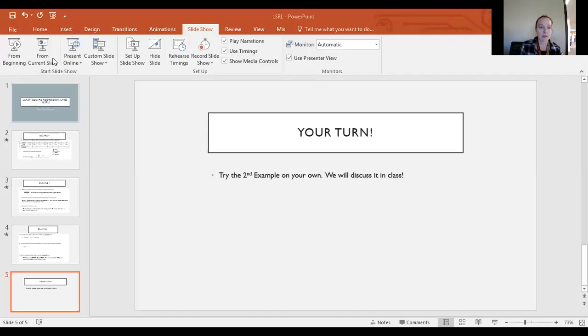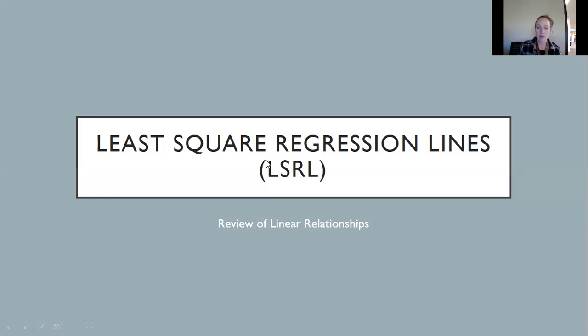Hi, Algebra 3 students. You will be working on the last of your linear review notes packet, and it's called Least Squares Regression Line. So this is what it's going to look like. Let me share my screen, and here's what it'll look like. You're going to hear me refer to the least squares regression line as LSRL.